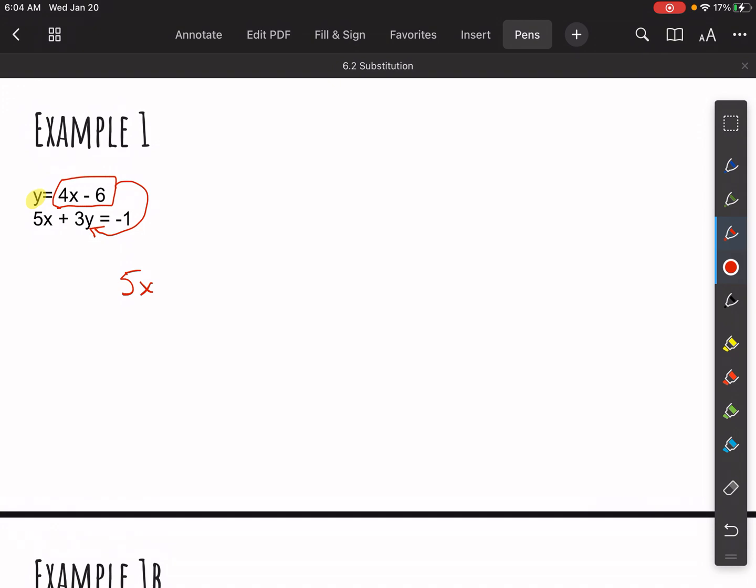Parentheses are very important here. 5x plus 3 times parentheses 4x minus 6. Whenever you substitute with parentheses, it becomes very important when signs are involved. So just make it a habit. Equal negative 1. All right, so let's go ahead now and solve this for x.